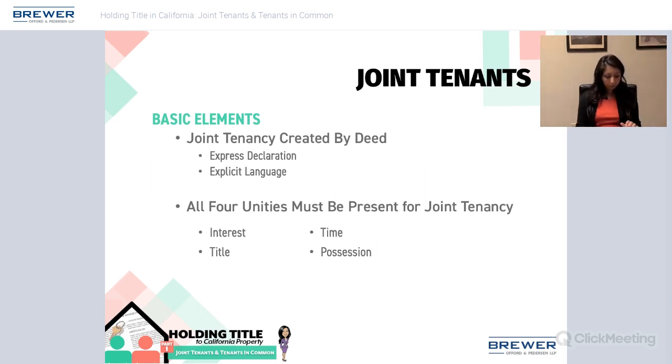So, for example, Harry Smith grants to Jane Doe and Wendy Doe. What is that? That is a tenants in common. Harry Smith grants to Jane Doe and Wendy Doe as joint tenants. That is joint tenants because it's an express declaration with explicit language that they want the property to be held as joint tenants.